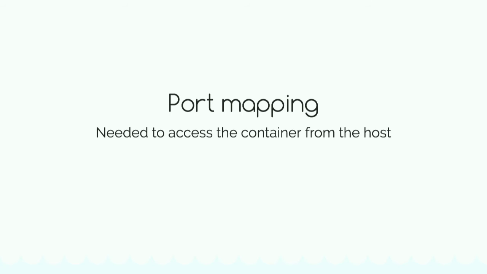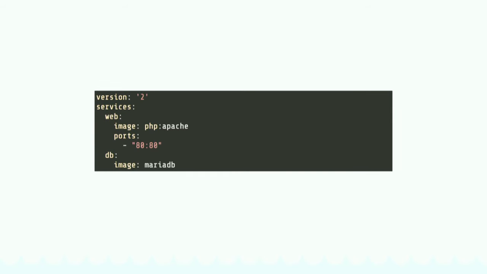We need to map some ports. Right now, the containers are operating in their own little world. They're not connected back to your system in any way that they know about. So in order to do that, we are going to map some ports. We start with the port on our host. We want to map to the port inside the container. So we update our compose file. We're going to map our Apache container to port 80, both directions.